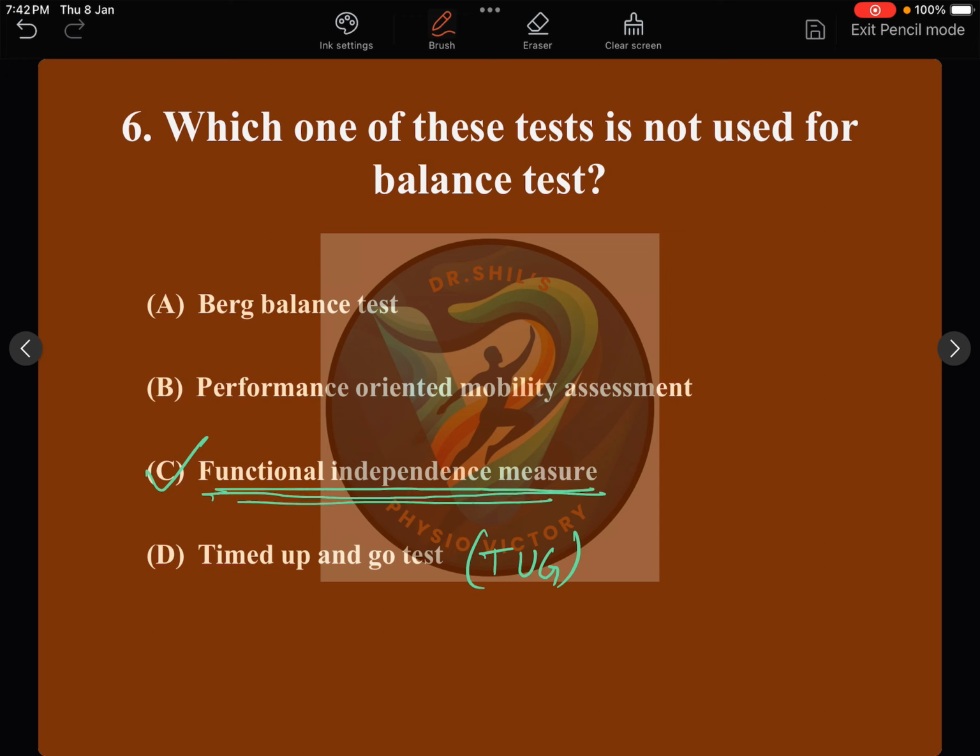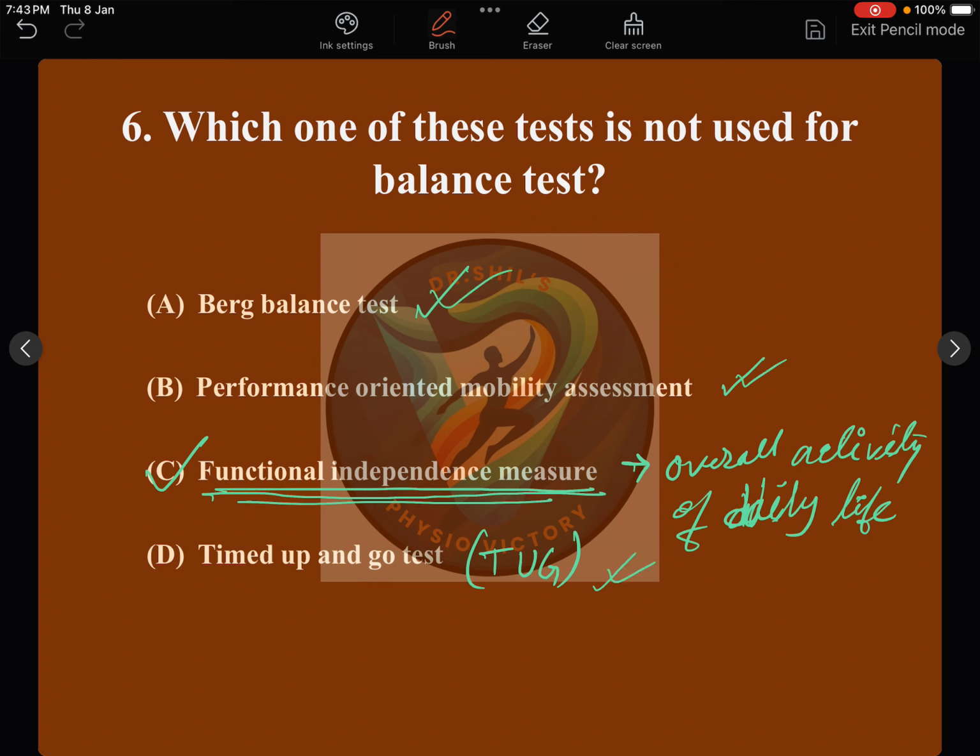Functional independent measure basically assesses overall activities of daily life. So the others, work balance test, performance oriented mobility, and timed up and go test are basically used for balance testing.